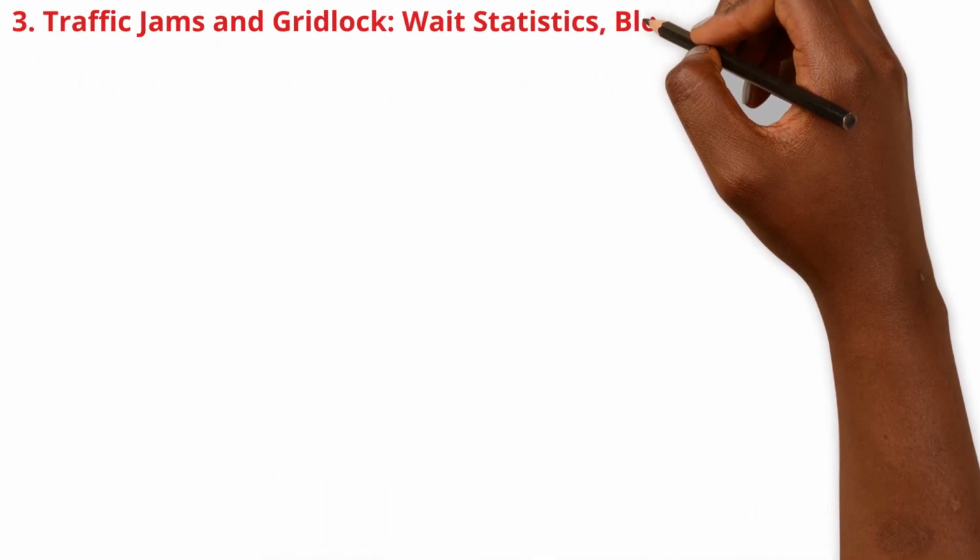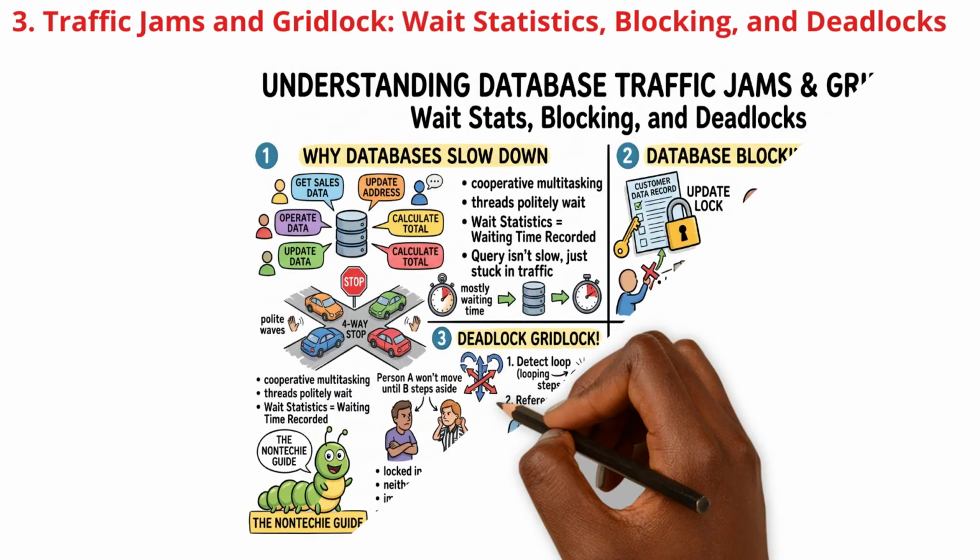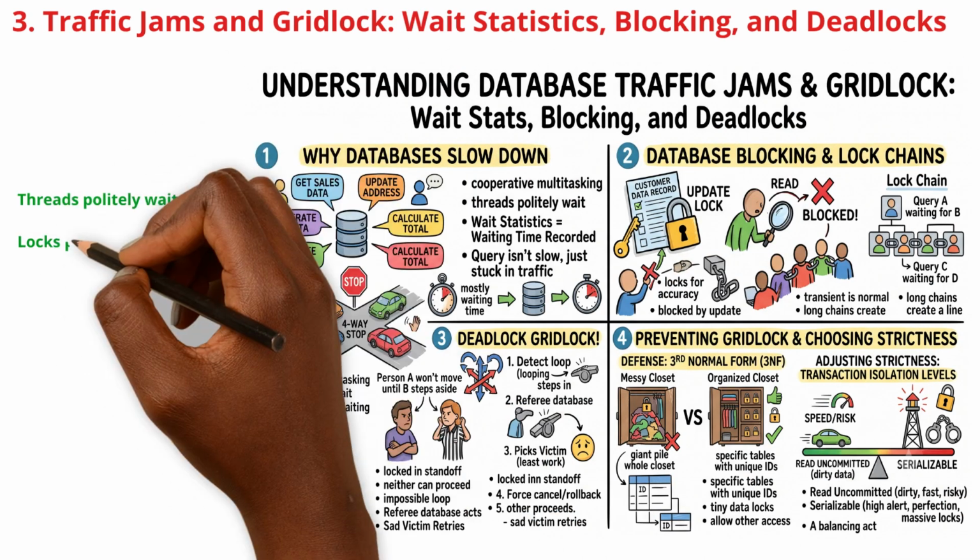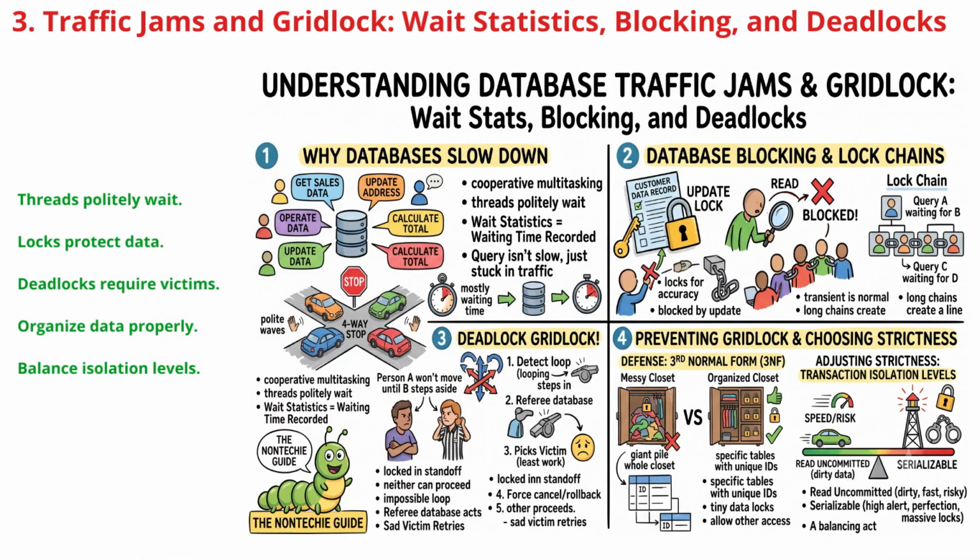Ever wonder why fast databases suddenly slow down? It is usually just traffic. Databases use cooperative multitasking, meaning tasks politely wait for shared resources, which creates wait statistics. To keep your data perfectly accurate, the system uses locks, which can cause blocking. Sometimes this turns into a complete deadlock where neither task can move forward. When this happens, the database acts as a referee, canceling one query so the other can proceed.